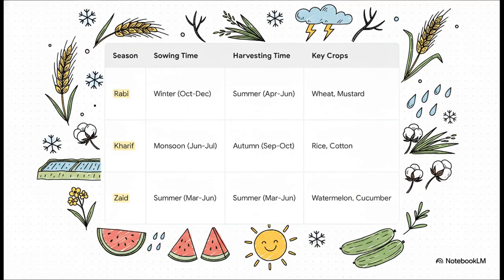So, let's start with Rabi. Rabi crops are sown in the winter, usually between October and December, and harvested in the summer. Think of crops like wheat, barley, and mustard. Next is Kharif. These are the monsoon crops. They're sown when the rains begin, around June or July, and harvested in September, October. Rice or paddy is the perfect example, along with cotton. And then there's a short season in between during the summer months called Zaid. This is when we get things like watermelon, muskmelon, and cucumber. You really need to remember the sowing months and at least 2 examples for each, okay?